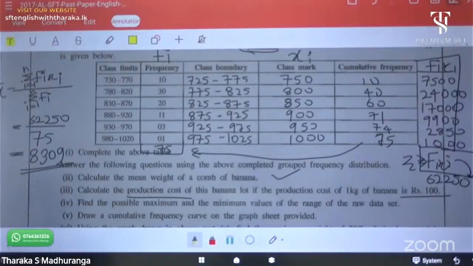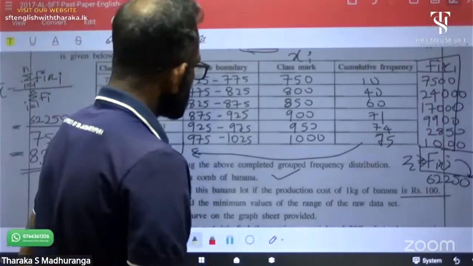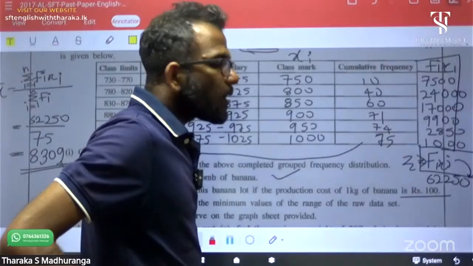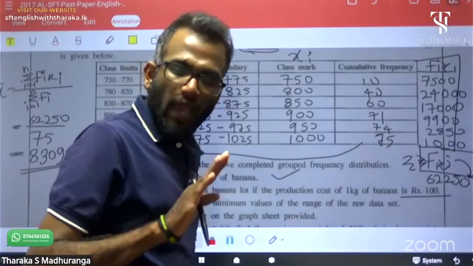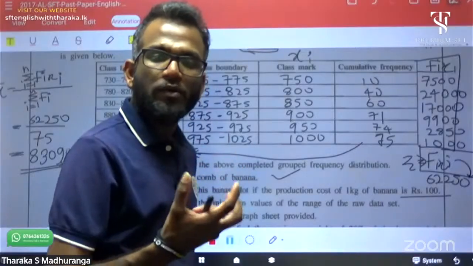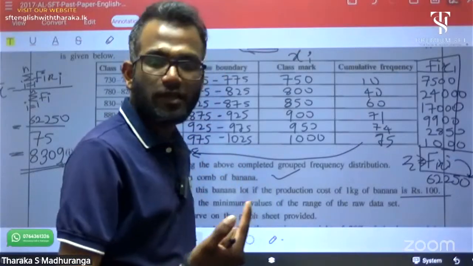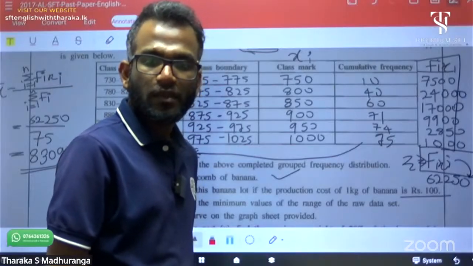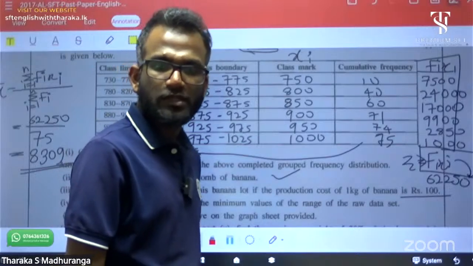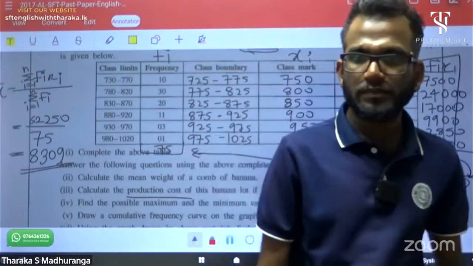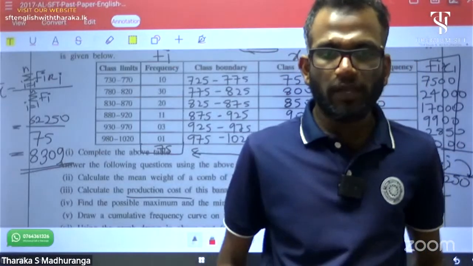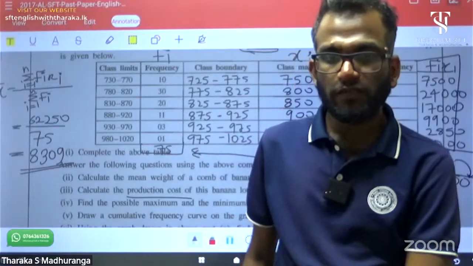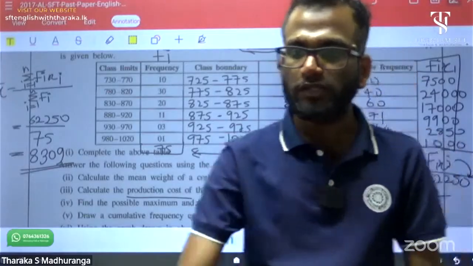Could you get this? Calculate the production cost of this banana lot, if the production cost of 1 kilogram of banana is 100 rupees. Okay. Approximately, how many kilograms are in this lot? It is 62, no? 62.25. How did I get that?